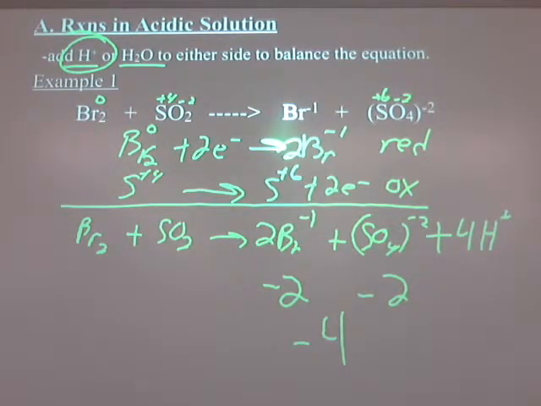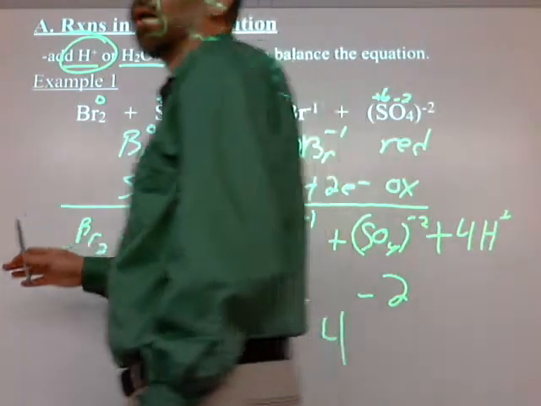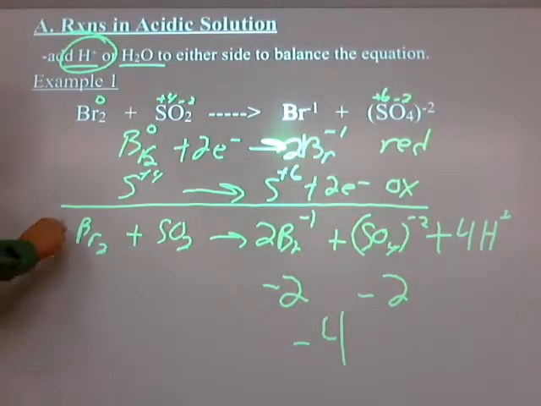All right. Now, it's still not balanced. I've got 4 hydrogen ions on this side. I have no hydrogens on that side. How many waters will I need to balance them out? 2. And now it's balanced. And you can do this in every reaction.